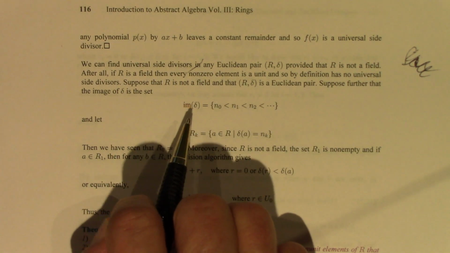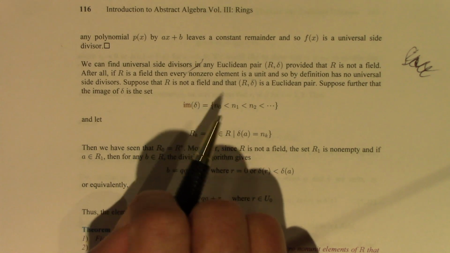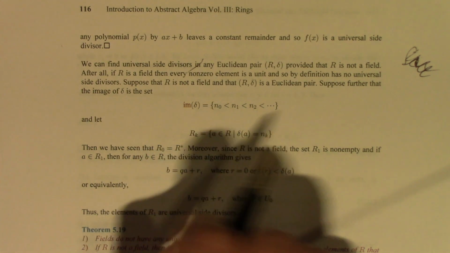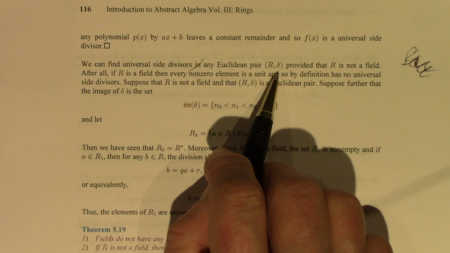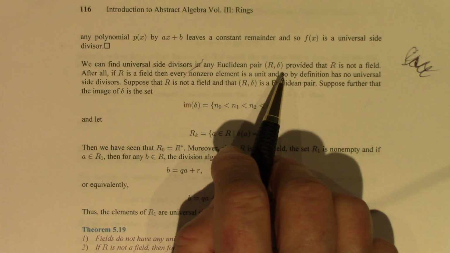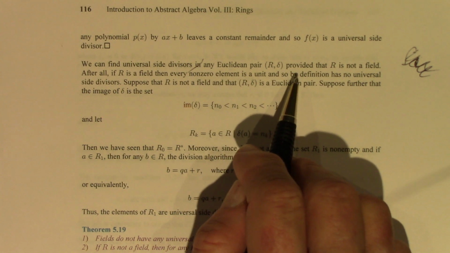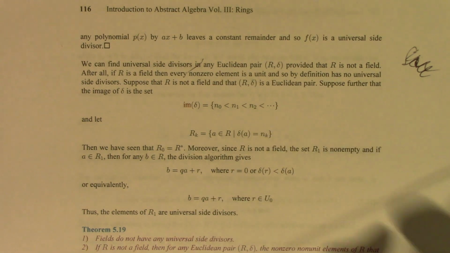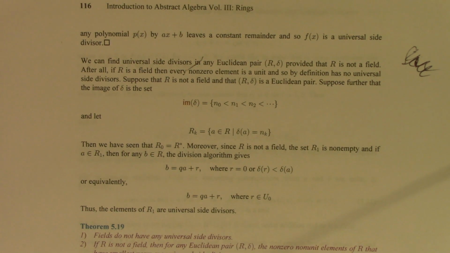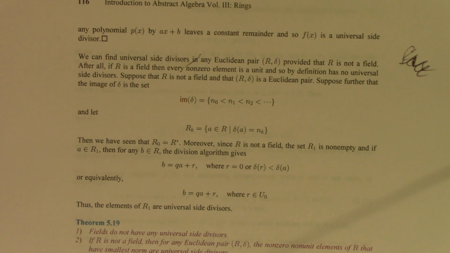Now we can find universal side divisors in any Euclidean pair R, delta, provided that R is not a field. Because if R is a field, then every non-zero element is a unit, and so by definition, there are no universal side divisors because they're non-units.